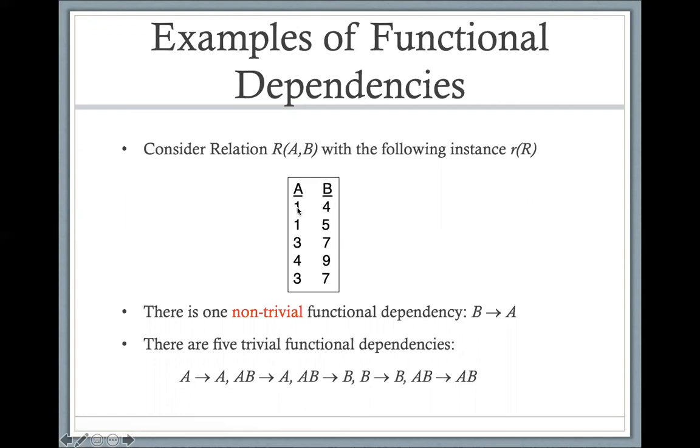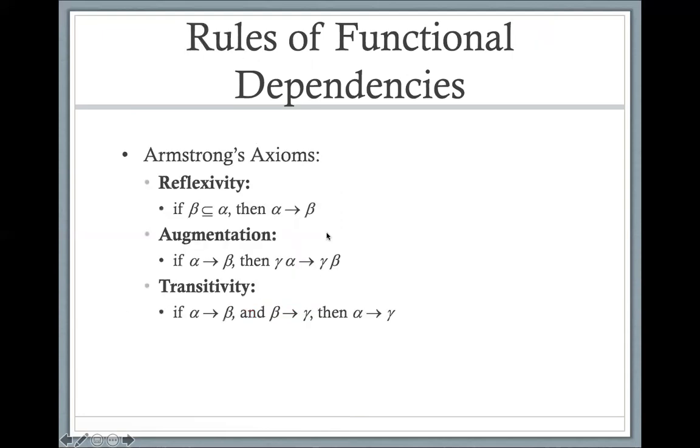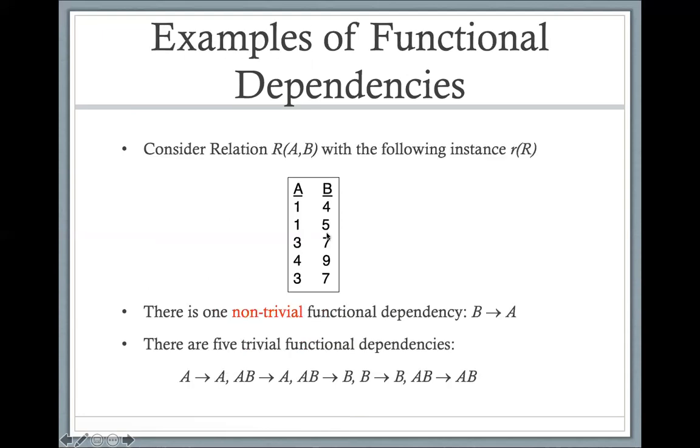So here I have A is 1, 1, and for B I have two different values, 4 and 5. So B is not functionally dependent on A, because I have this counter example: 1, 1, and the values 4 and 5, so it's not the same for B, even though for 3 it's the same. But I need just one counter example to make the functional dependency not hold.